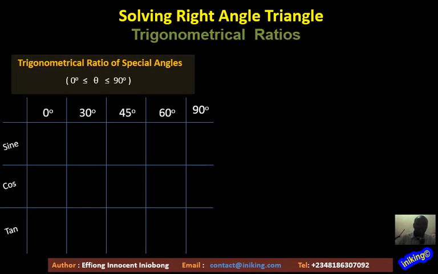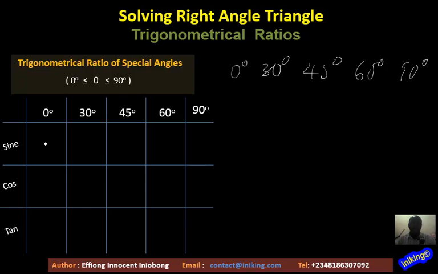We are still on using trigonometrical ratios and solving right angle triangles. Next, we are looking at some angles known as special angles, and we are to obtain the trig ratios of these special angles in fractional form. These angles are 0 degrees, 30 degrees, 45 degrees, 60 degrees, and 90 degrees.